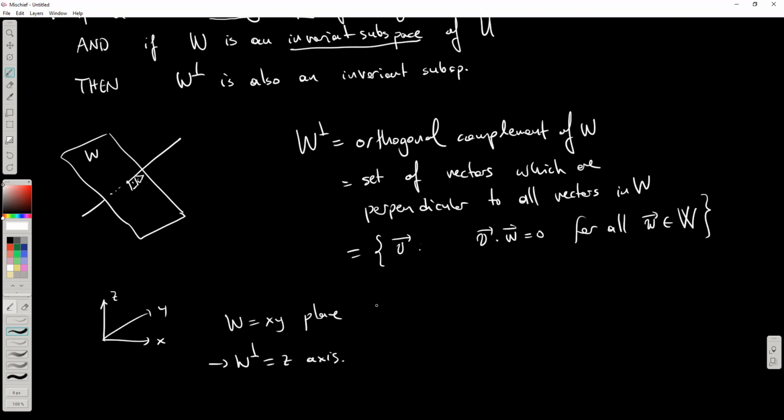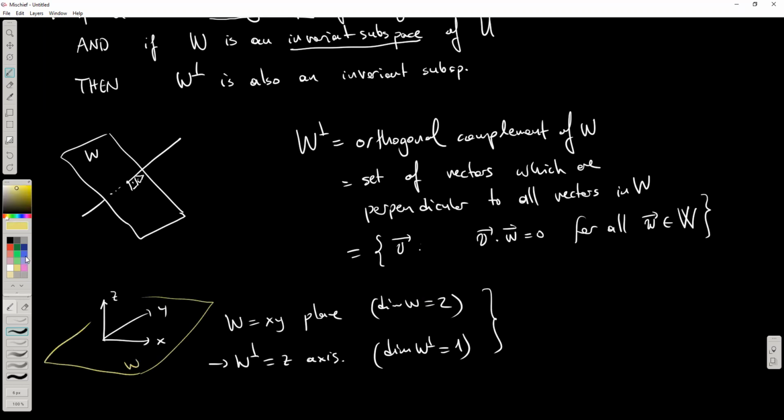Okay, so in that case, the dimension of W is equal to 2. This is a two-dimensional plane. The dimension of W perp is equal to 1. So it turns out that the sum of these two dimensions is equal to the dimension of the full space, for example. So in that case, let me use a color like that. This W is this space, and that W perp this time is this one-dimensional. In any case, it's basically the set of vectors which are perpendicular to W.